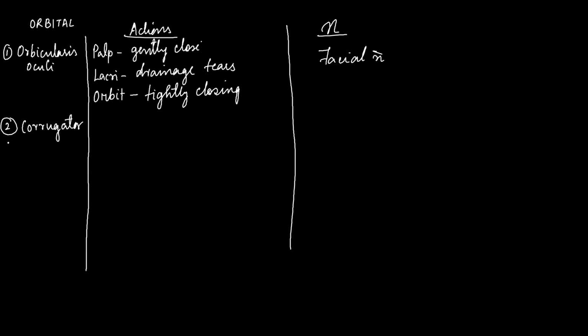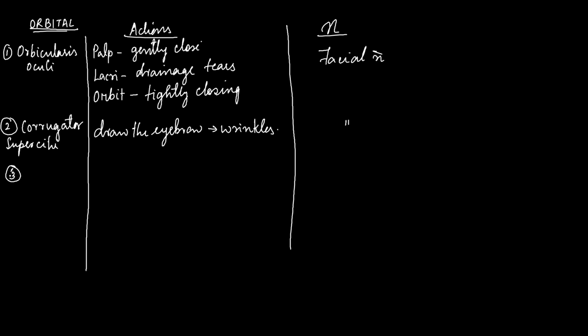Now coming to the next one, that is corrugator supercilii. Okay. Now the action is to draw the eyebrows together. We frown. We draw the eyebrows together. Okay. And because of that, what happens? We can see wrinkles on the bridge of the nose. Okay. So what is again the nerve supply? That is again the facial nerve. So remember, this is the orbital part I am telling about.